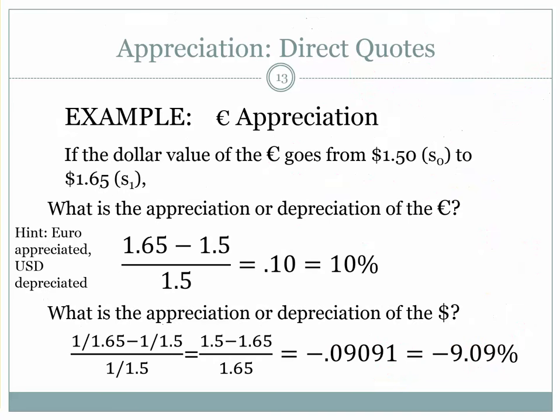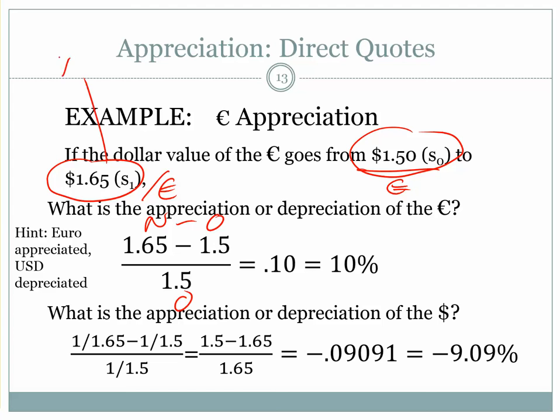So here's some examples. The euro goes from $1.50 to $1.65. That is the price of 1 euro. So if I use new minus old over old, here's my new value, here's my old value. That tells me the euro appreciated 10%. So if I'm traveling to Paris and the quoted price of my hotel in euro is the same, it's going to cost me 10% more to buy those euros, so the price of that hotel in Paris just went up 10%.